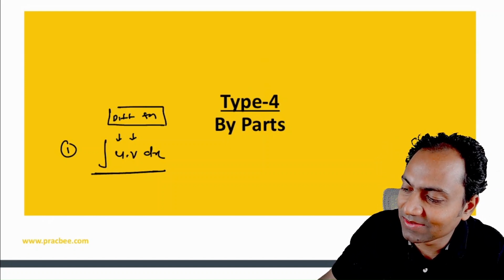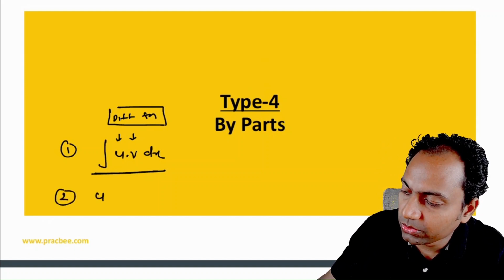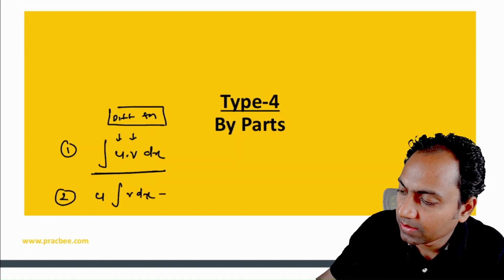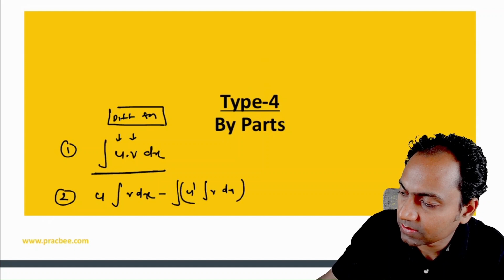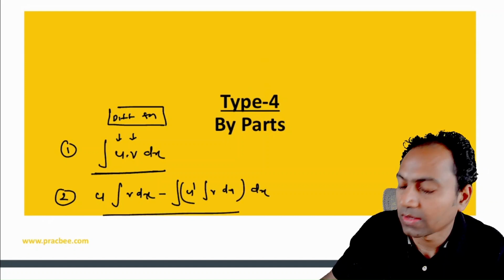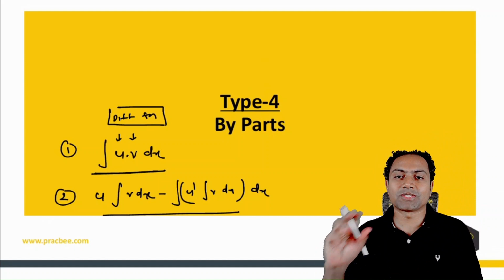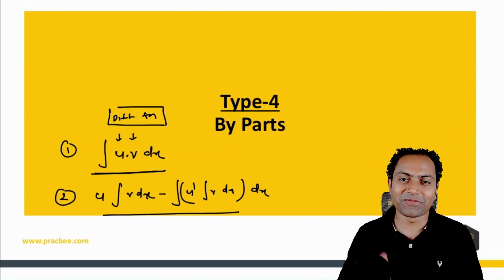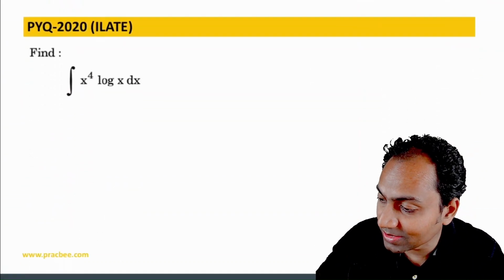Now when this is given, what is the logic? The formula is nothing but u times the integration of v dx minus the integration of u dash times the integration of v dx. Now there are 3-4 concepts around which different kinds of questions are formed. Let us see all of those concepts in the form of questions.